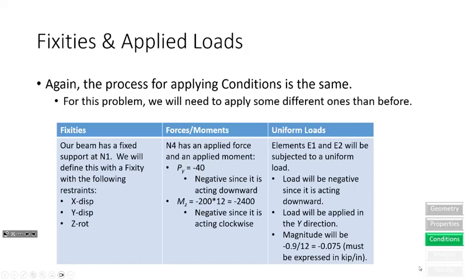For forces and moments, node 4 has a load, and we're going to call it negative 40 because it's going downward. The moment is the one that takes a little bit of explaining. For the moment at joint 4, or node 4, we're applying a moment of 2400. The reason we're doing 2400 is because it's 200 times 12, since it goes from foot-kips to inch-kips. The reason it's negative is because the moment is clockwise. Remember, positive moments in MASTAN are counterclockwise. So since the moment on the problem is clockwise, it's got to be negative. That's why we're applying a 2400 inch-kip moment that is negative on joint 4.